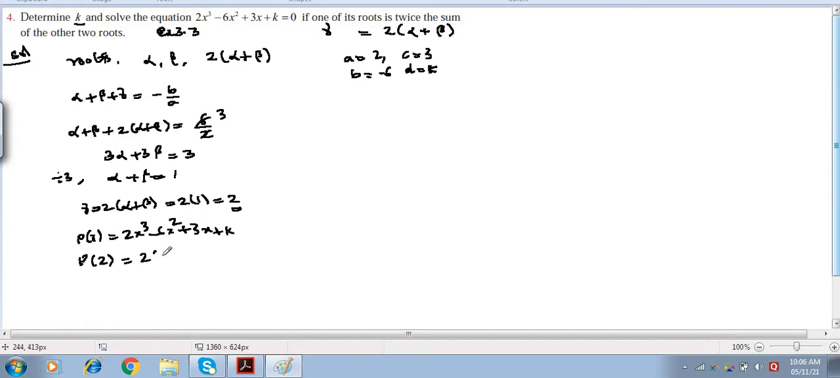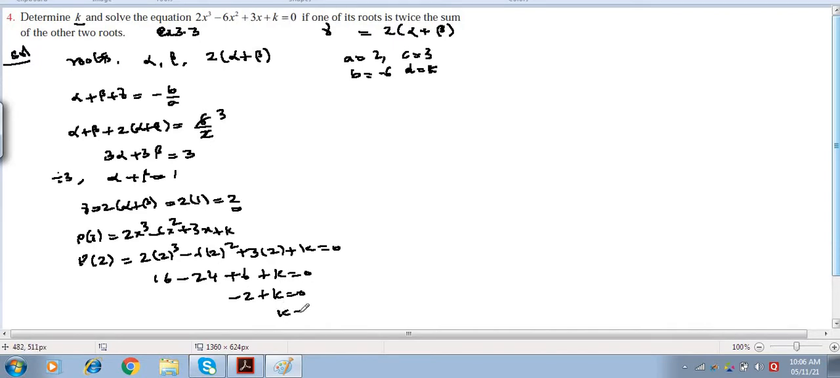So p of 2 means 2 into 2 cube minus 6 into 2 square plus 3 into 2 plus k. Its value should be equal to 0. 2 cube means 8, 8 2s are 16, 2 square is 4, 4 into 6 is 24, minus 24, 3 2s are 6, plus k equal to 0. So 16 plus 6 is 22, minus 24 is minus 2, plus k equal to 0. Taking minus 2 to the other side, k equals plus 2. Okay.